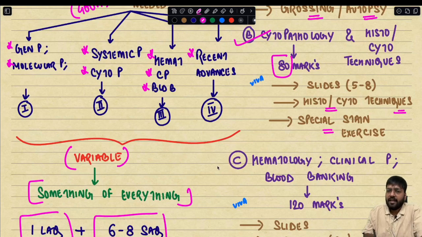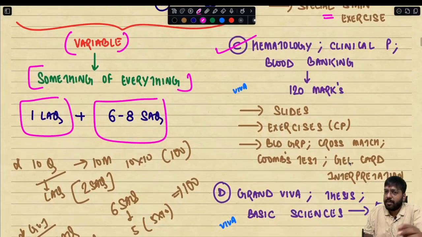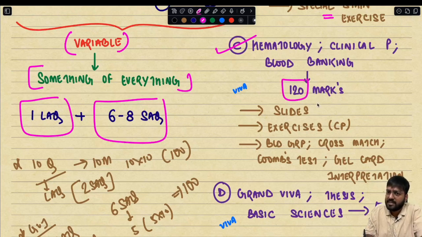The next section is hematology, clinical pathology, blood banking, which is carrying 120 marks. Again, the hematology slides will be there. The clinical pathology problem exercises can be there. You might be given a task for blood grouping or cross matching, or to perform Coombs test, or for gel card interpretation as well.